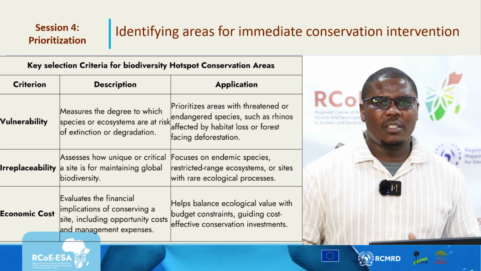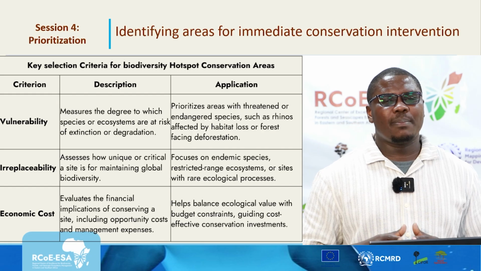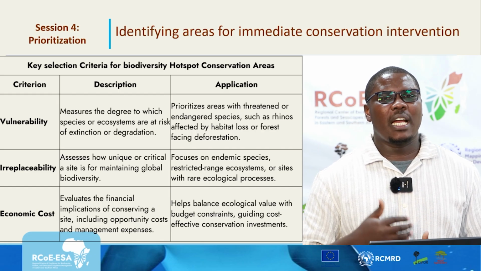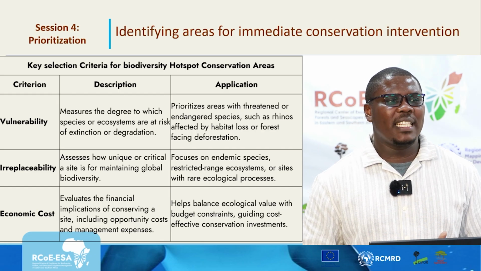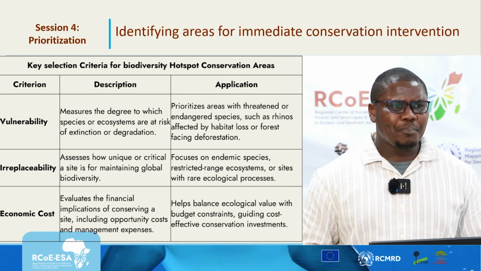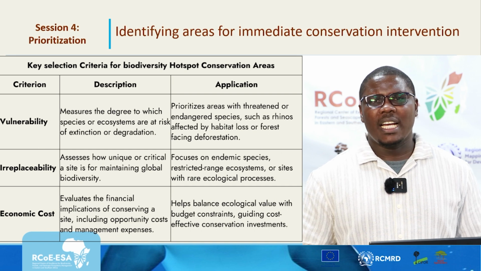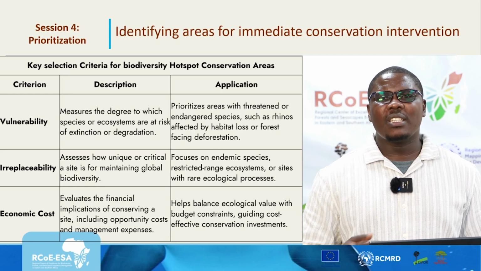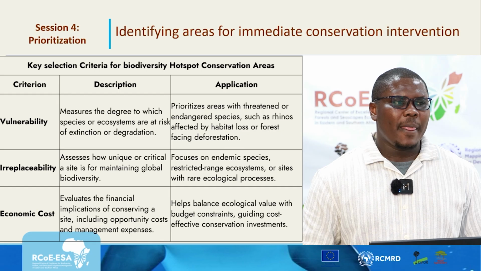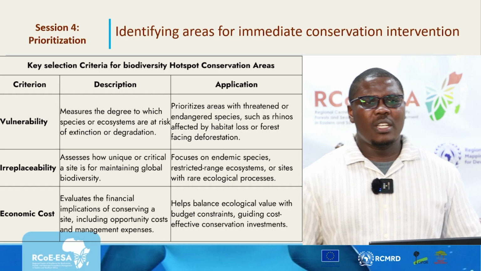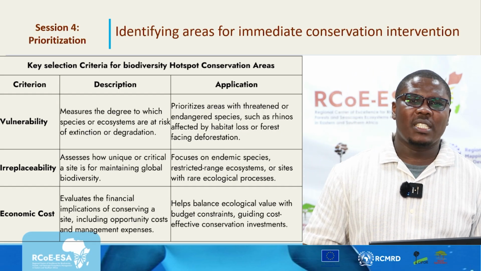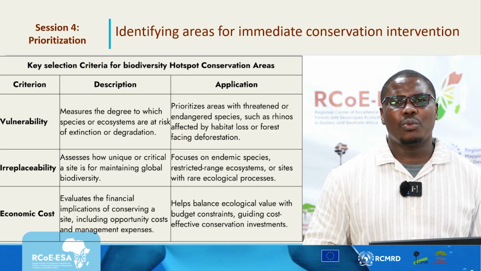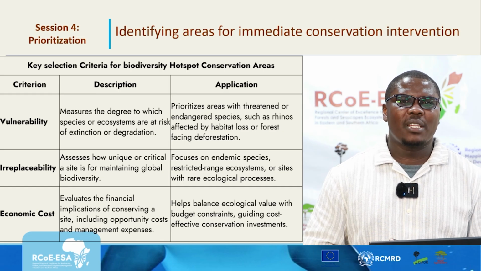So your prioritization of the conservation or the biodiversity hotspots is informed by the vulnerability of that area. Irreplaceability, again, is the uniqueness of that area or of that species. If it's removed, we don't have a replacement of the same. And then another one is economic cost. How much would it cost you to carry out the conservation?